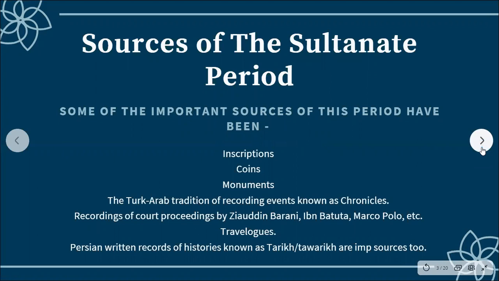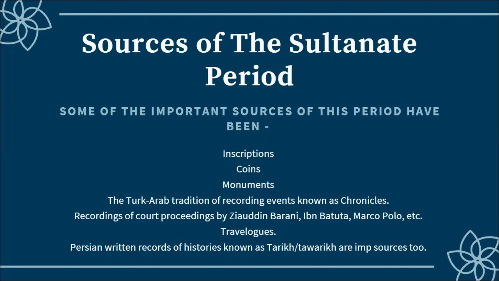So now, what are the sources that we have to know about this period, right? We have inscriptions, we have coins, we have a lot of monuments, right? There's this very nice Turkish Arab tradition of recording events, day by month and year when they happened, which is known as chronicles, right? So we have a lot of chronicles.